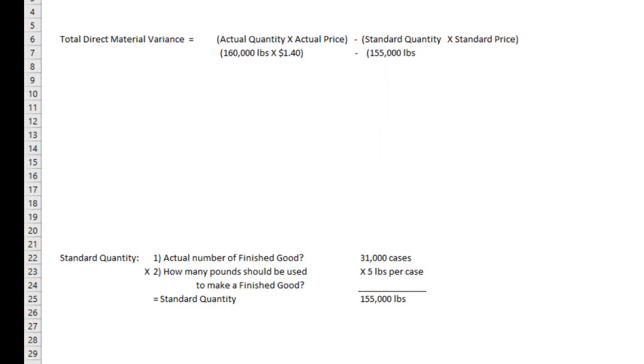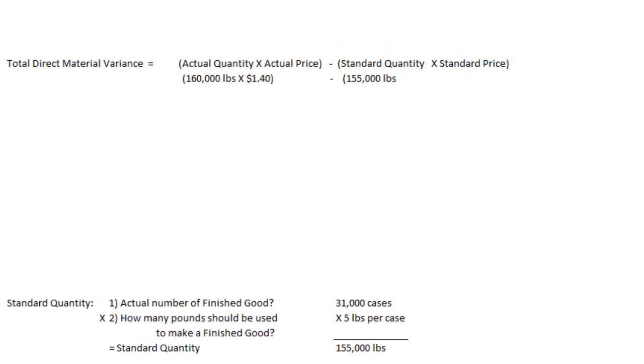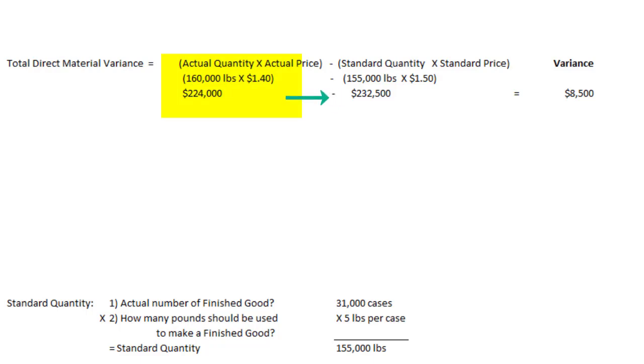Then the standard price was the price that managers expected to pay. We saw that was $1.50 per pound. So when we multiply out the left side, we get $224,000, and the right side is $232,500. That's a variance of $8,500. We need to determine if this is a favorable variance or unfavorable. If you look at the left side, that's what really happened, and we see that it is lower than the right side, which is what we expected to happen. If your costs are lower than you expected, that's favorable. So we'll say this variance is favorable.